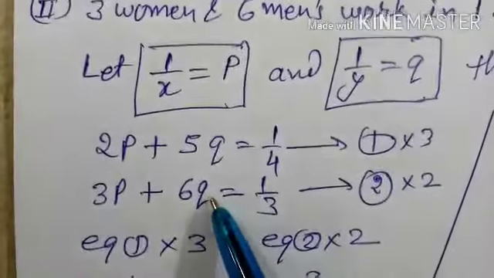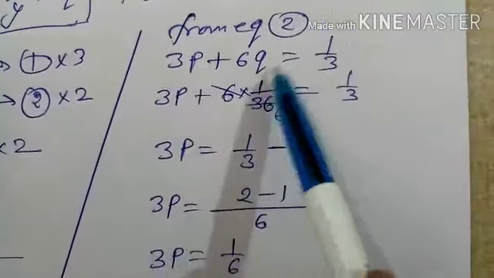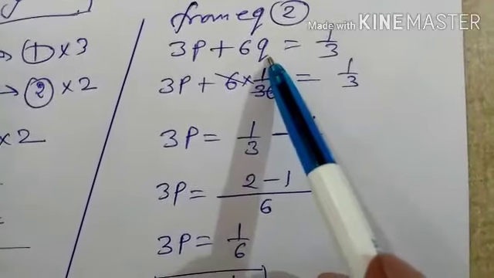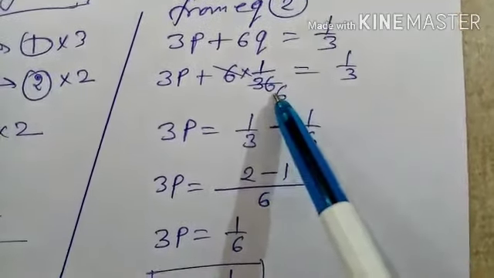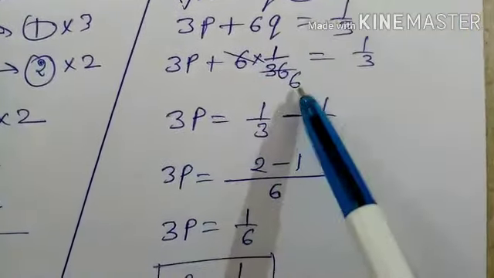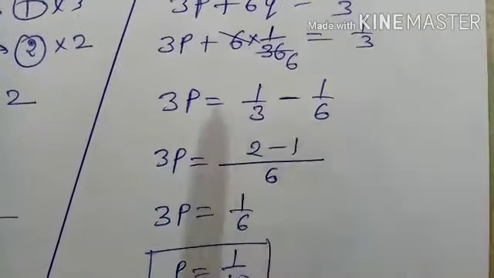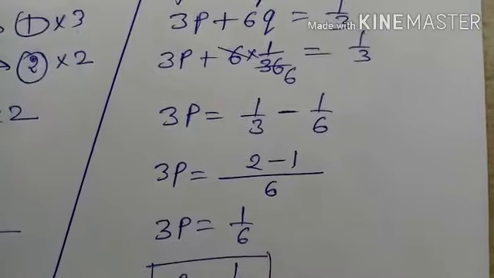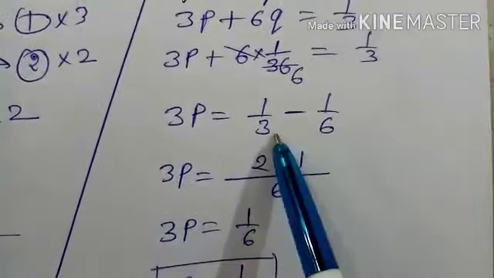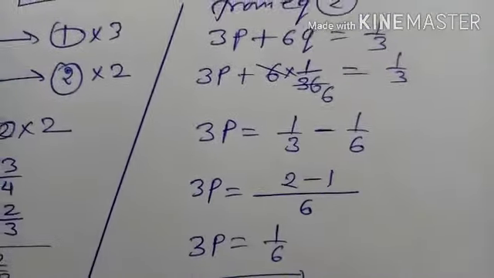Put this value in the second equation. The second equation is 3P plus 6Q is equal to 1 by 3. In place of Q write 1 by 36. So 6 and 36 cancel out, only 1 by 6 remaining. When 1 by 6 is transferred to the right side, it becomes negative. Now the LCM of 3 and 6 is only 6.